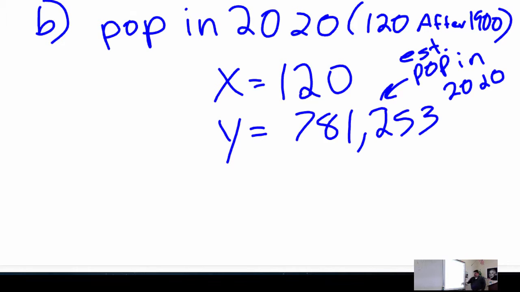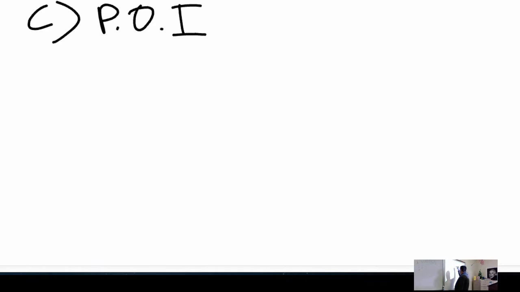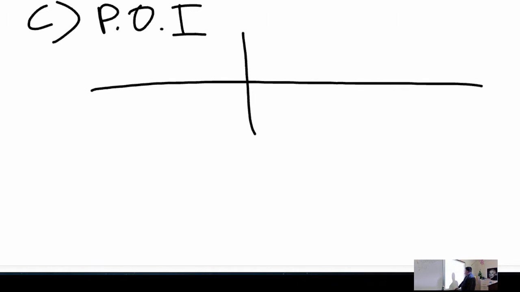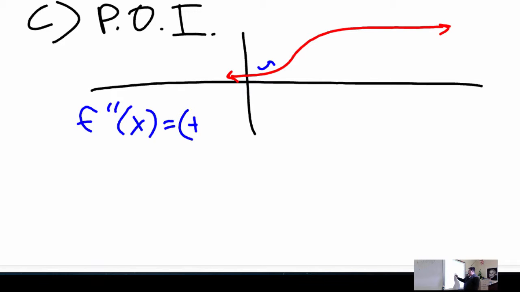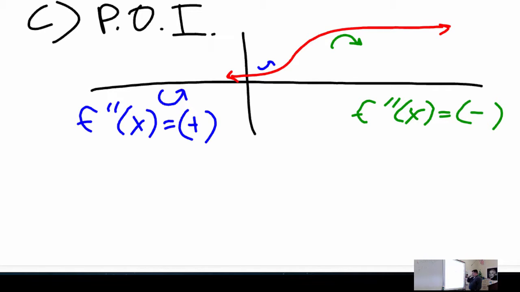Part C says find the point of inflection. And so remember, I've got this graph that looks like this on my calculator. What's the point of inflection? Does anybody remember? It's where the concavity changes, right? At the beginning, f double prime of x is positive. That's how I get this concave up. But as I look at the end here, f double prime of x is negative, and that's how I get this concave down. So at some point in the middle here, somewhere I have a point of inflection.